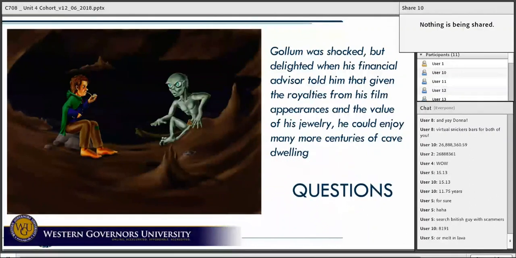Do we have any questions before we move forward? Or melt in lava? Good one, Donna. But he did melt with his precious, so I guess it worked.